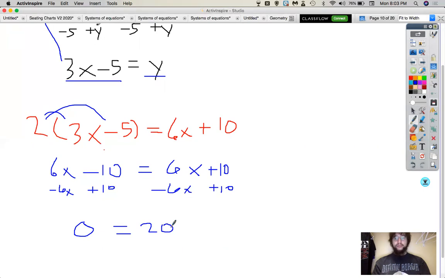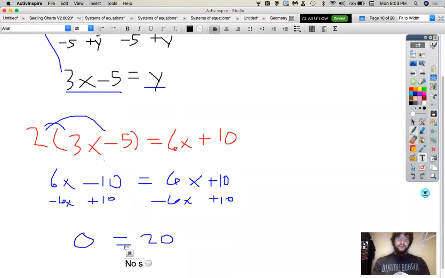What's that mean? That's what that means. No solution. That's a false statement, means no solution. If we would have gotten a true statement, there would have been infinitely many solutions. But 0 is not equal to 20, so that's not true.